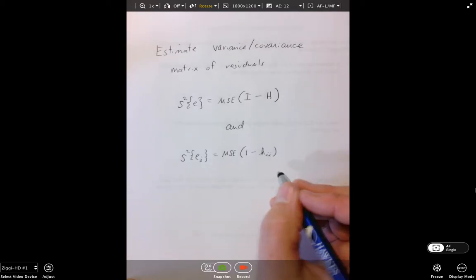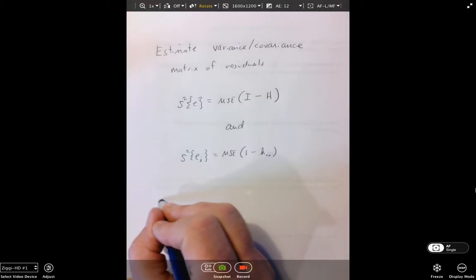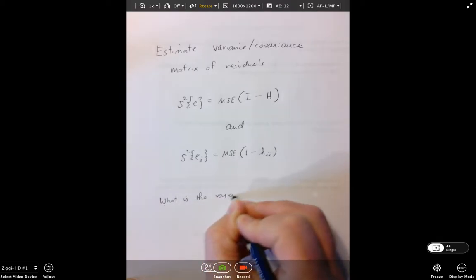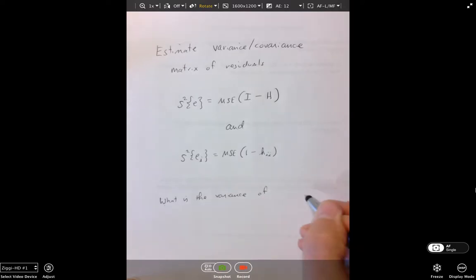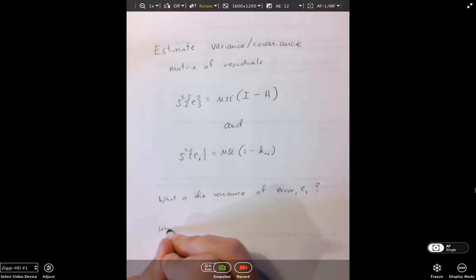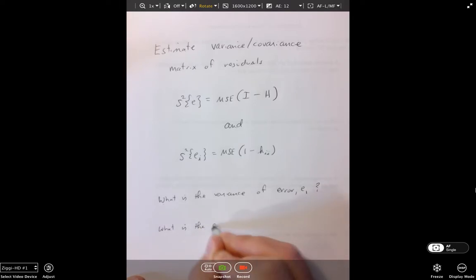So what I ultimately want to do, the question I want to address here, is what is the variance of error E sub 1, and what is the covariance between E1 and say E2. All right, so this is not going to be bad to do at all.